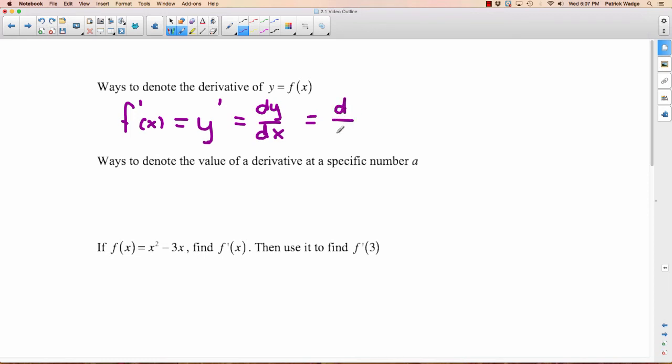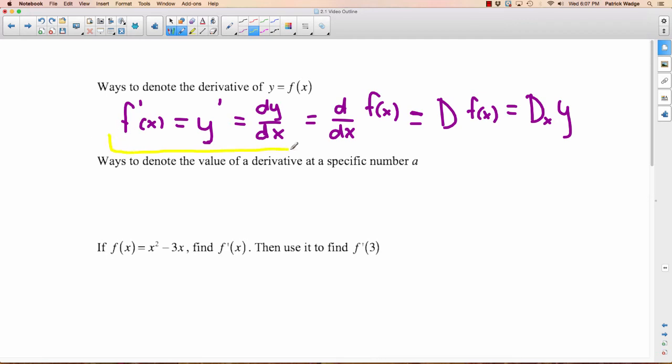So there's d dx of f of x. I saw that at university, I remember that one a lot. I don't even remember these last ones. A capital D of f of x, meaning the derivative of f of x, and capital D with a little x of y. I've never seen that before I saw this textbook, I think. So these three in particular are the ones you need to be familiar with. These are ways of designating, hey, I'm talking about the derivative of f, the derivative of y.